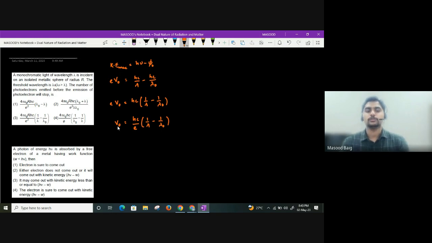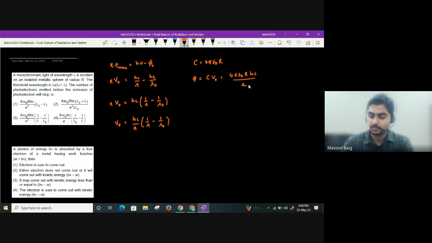So you got to know the minimum potential. Now, in order to find the number of electrons emitted, they have given us a metallic sphere. Whenever you take an isolated conductor, will it behave as a capacitance or not? Yes, it behaves as a capacitance. What will its capacitance be? It will be equal to 4 pi epsilon naught R. You know the capacitance, you know the potential difference. What will be the charge? The charge is C into V naught, which will turn out to be 4 pi epsilon naught R into hc divided by E into 1 by lambda minus 1 by lambda naught.